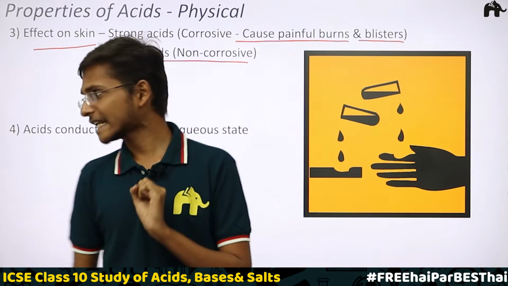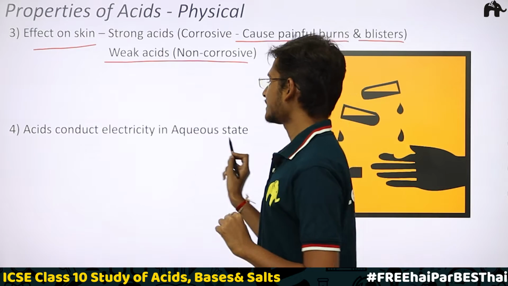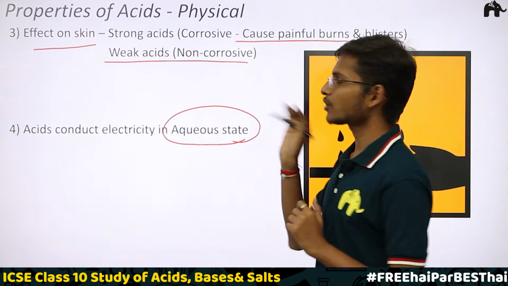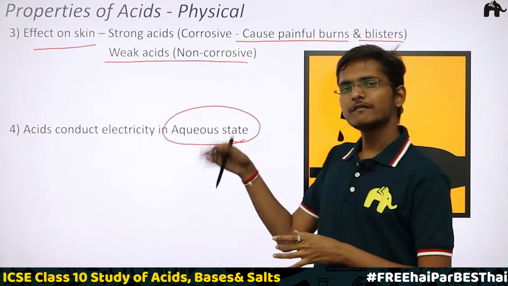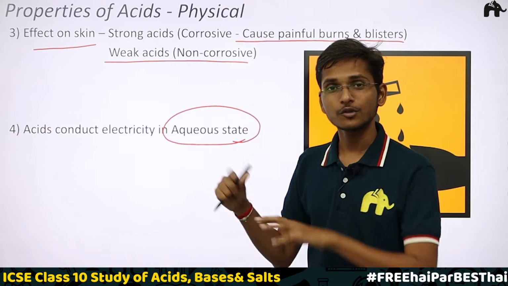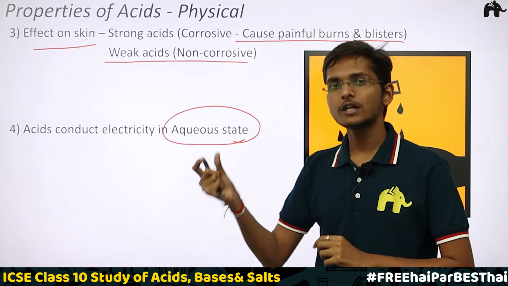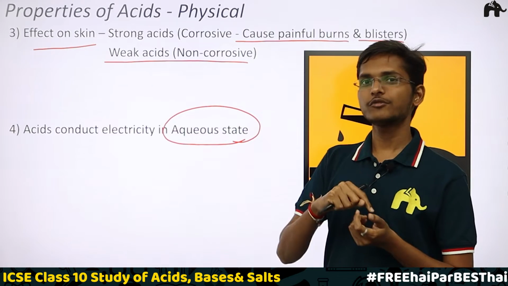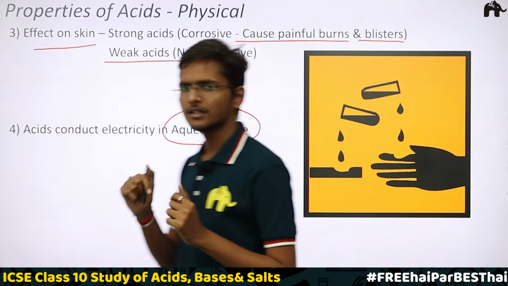Next, acids conduct electricity in aqueous state. So this is the last physical property. Now actually we have studied this. Do you remember we studied in chemical bonding, in covalent bonding, the polar covalent compounds in aqueous state conduct electricity. For example, HCl.